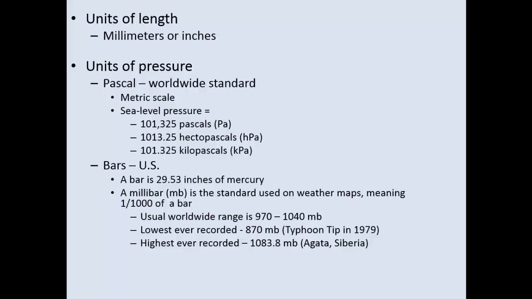Later on, and this will become important, the usual worldwide range of barometric pressure at the surface is going to be 970 to about 1,040 millibars. However, having said that, you can see that the absolute range has occasionally been significantly outside that, really rarely. For example, the lowest surface pressure ever recorded was 870 millibars.